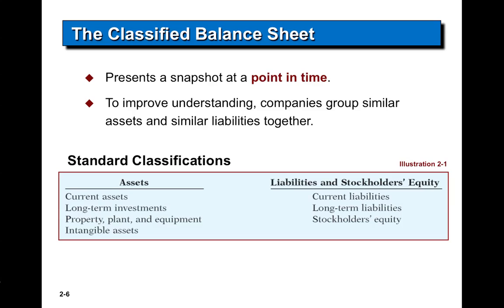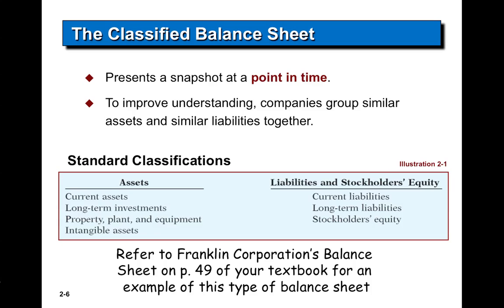This is useful because items within a group have similar economic characteristics. These groupings help readers determine such things as 1. Whether the company has enough assets to pay its debts as they come due, and 2. The claims of short and long-term creditors on the company's total assets. This is an example of the different standard classifications. You can refer to Franklin Corporation's balance sheet on page 49 of your textbook for an example of a full classified balance sheet.